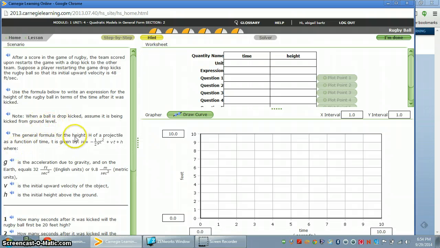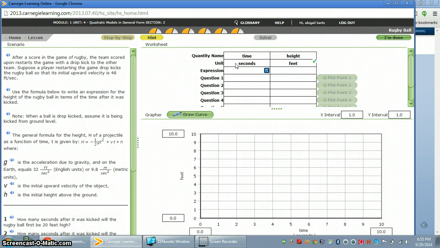The general formula for the height, h, of a projectile is a function of time. t is given by this formula. Again, where the acceleration due to gravity on the Earth equals 32 feet per second squared, or 9.8 meters per second squared. The v is the initial upward velocity, and h is the initial height. So again, time, as we just read, is measured in terms of seconds, right? We want to know in how many seconds. And the height is in feet.